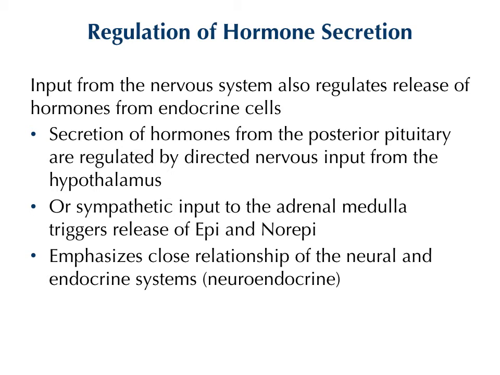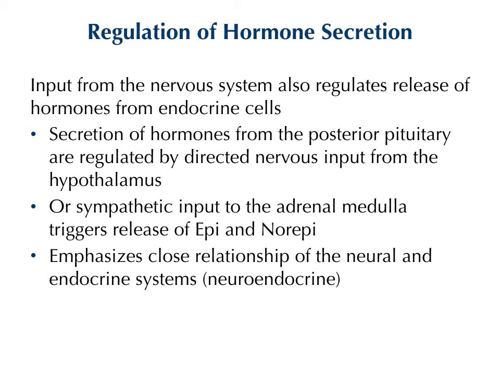Another mechanism that may influence the secretion of hormones by a gland is input from the nervous system. For example, secretion by the posterior pituitary is not regulated by releasing hormones, but instead by direct nervous input from the hypothalamus.